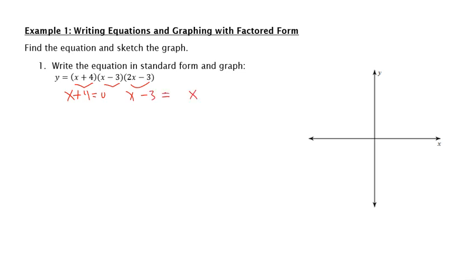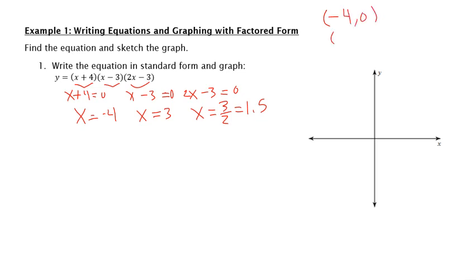If I set each of these to 0, I would get a negative 4. I would get a positive 3. And then this one, when I set it to 0, I would actually get a positive 3/2, or that's the same as 1.5. And so we actually have 3 zeros for this problem. I'm going to list them out here: (-4, 0), (3, 0), and (1.5, 0).